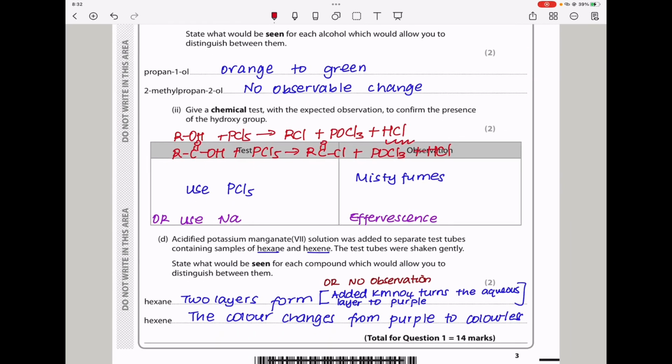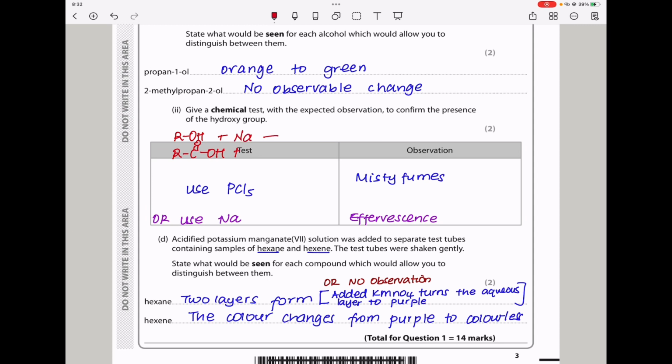Another thing we can use is using sodium. When we use sodium, effervescence is going to be observed. Now I'm going to erase those reactions to create space for the reactions for sodium. What if we did the same reactions, but instead of PCl5, we used sodium? So this will be with sodium.